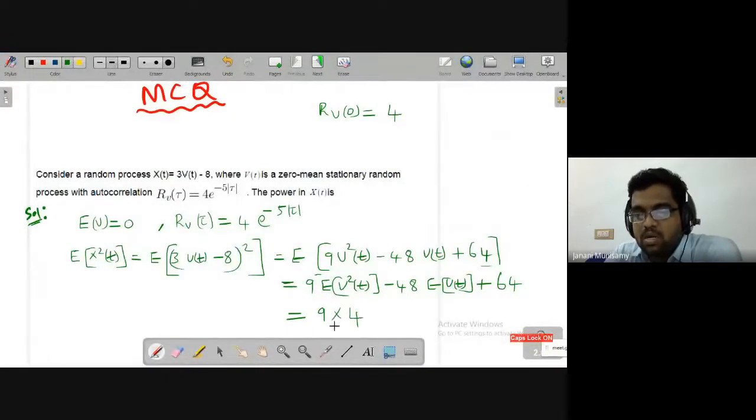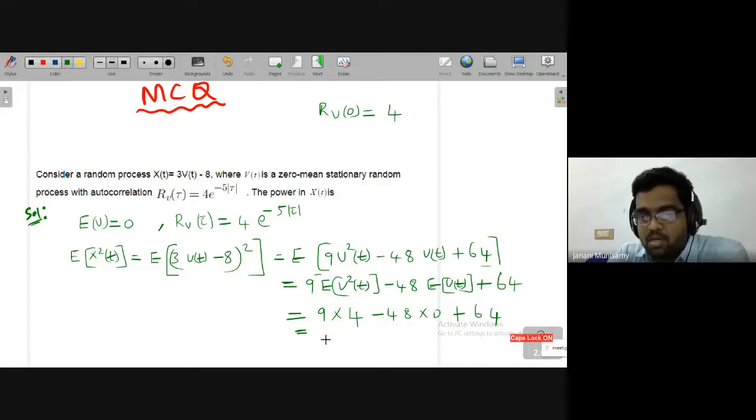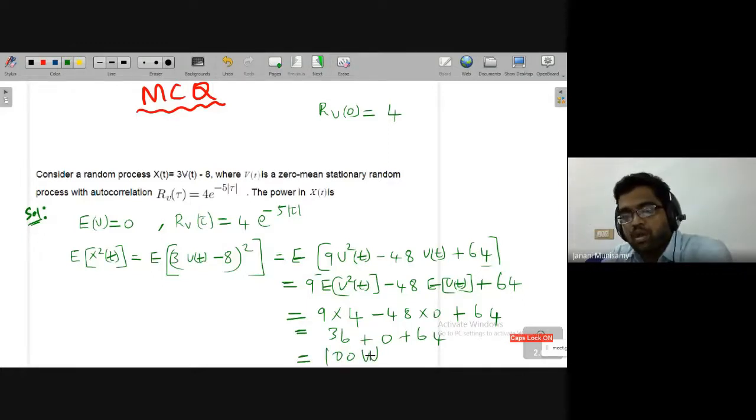So this is 9 into 4. Why am I calculating the power? Because expectation of v square of t means power. Then what is expectation of v of t? That means the mean value. They have already given that the mean of the process v of t is 0. So minus 48 into 0, then only I'll get 64. So 36 plus 0 plus 64, finally I'll get 100 watt as the answer.